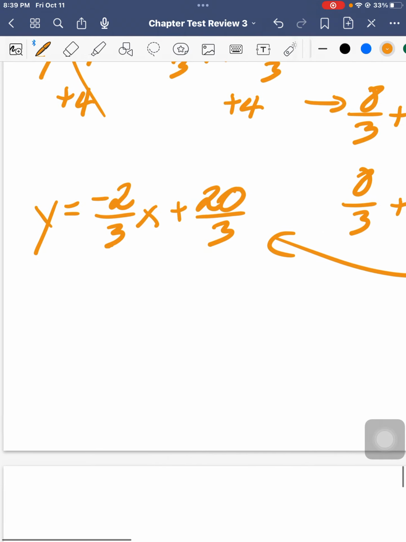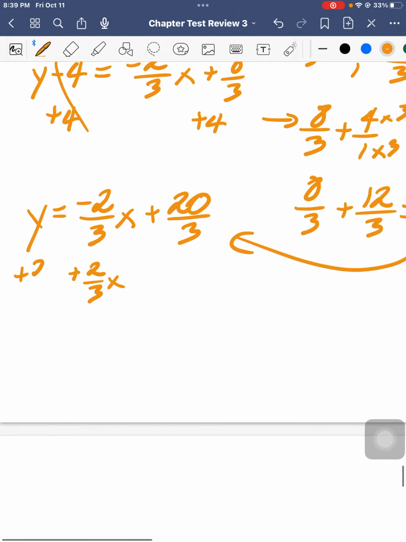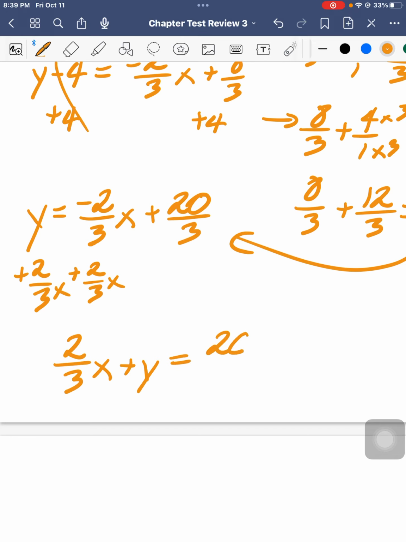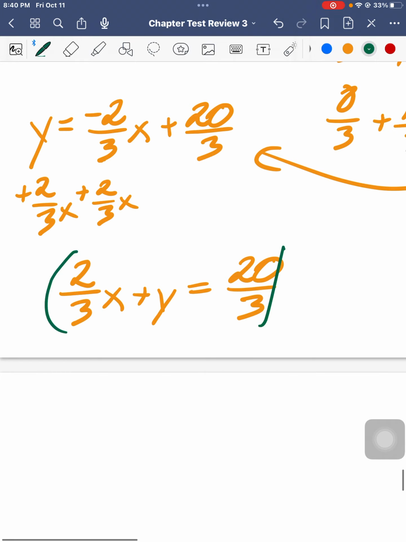But they asked me to write it in standard form. So I'm going to add 2 over 3x to both sides. So now it's written as 2 over 3x plus y equals 20 divided by 3. Now, what am I going to multiply the whole thing by? 3.